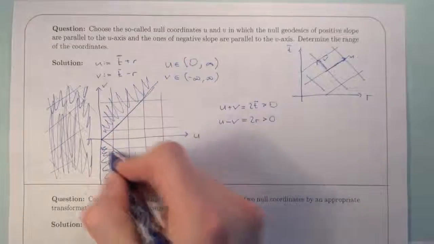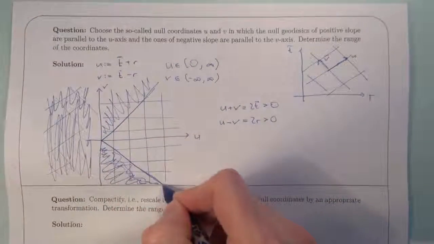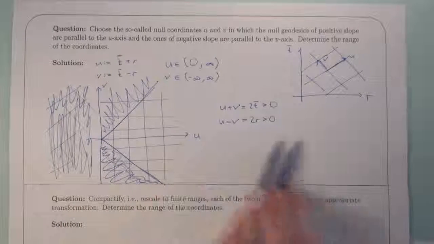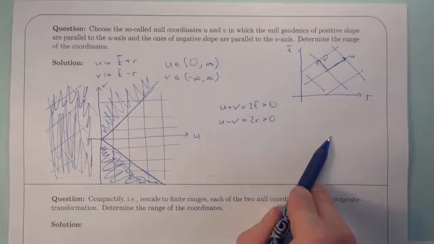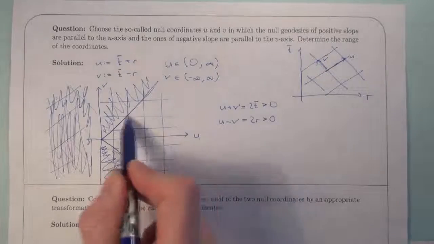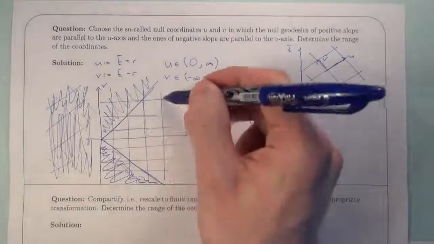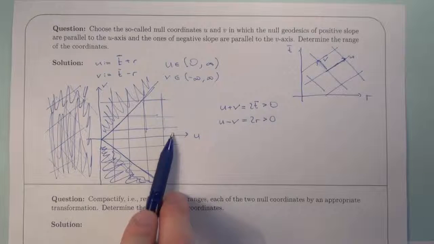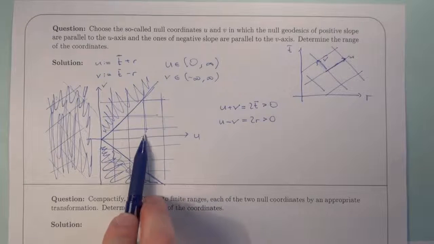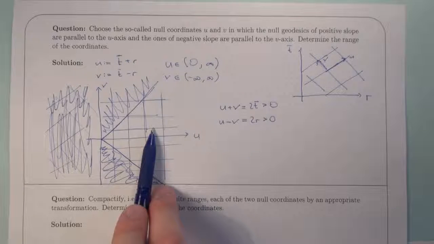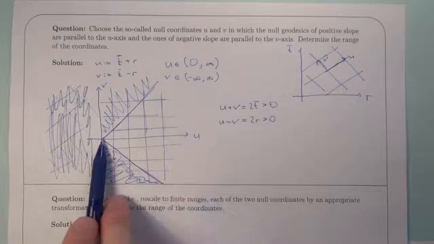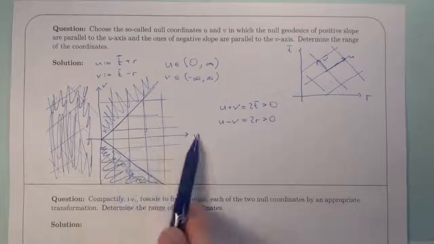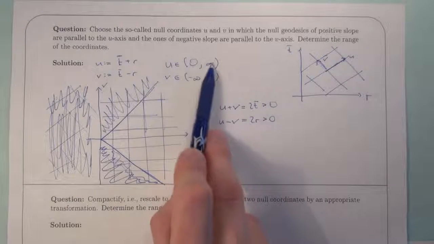So we are left with this kind of wedge here, where u may run to infinity. But now we have all the null geodesics along the coordinate axis. And the reason to do this is because now we want to compactify this. That means we take some function that produces out of the infinity some finite value.